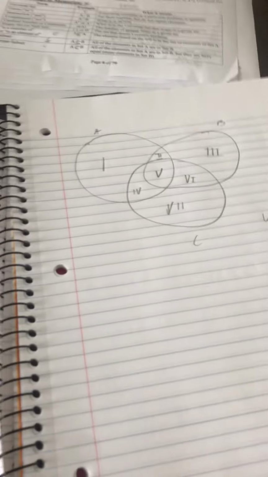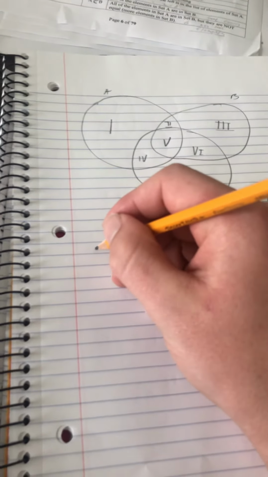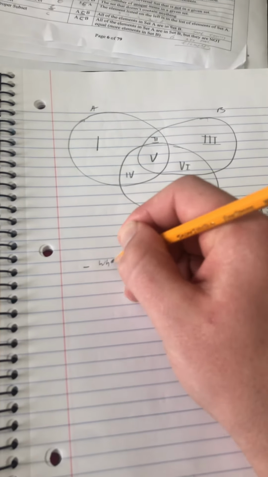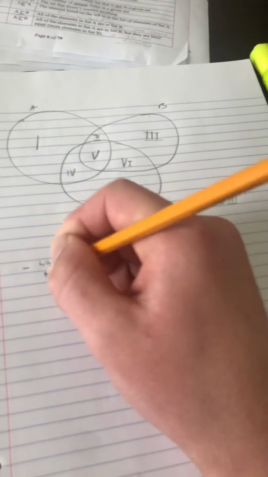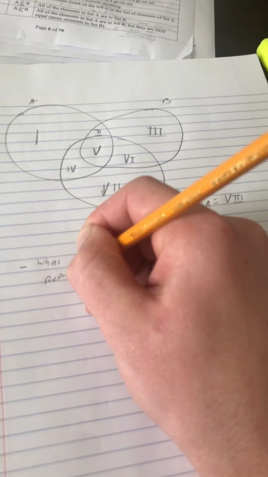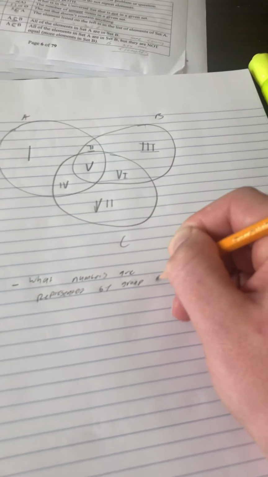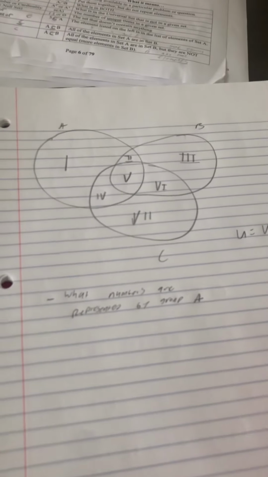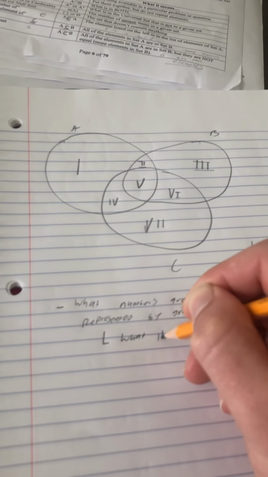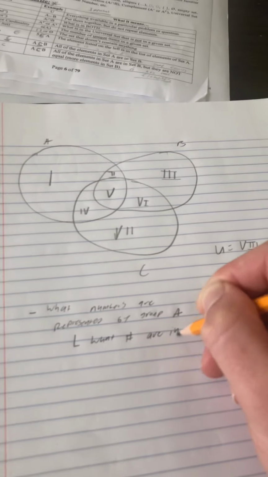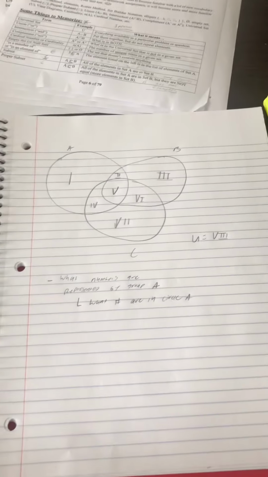So let's go ahead and have our first answer. Let's go ahead and just answer some simple word problems. What numbers are represented by group A? Now, essentially, this is asking what numbers are in circle A. What numbers are in circle A?